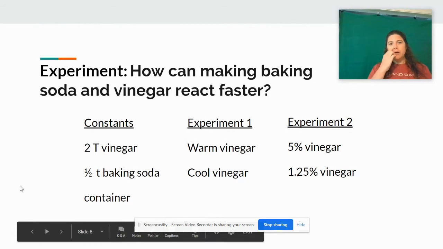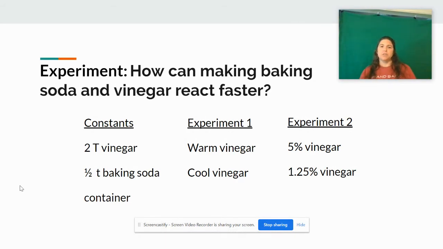Okay, so now if we do a similar experiment where we react the baking soda and vinegar, so just like the baking soda volcano, our constants again are going to be the amounts of our reactants, so 2 teaspoons of vinegar and half a teaspoon of baking soda, and then the same container. For the first experiment, we're going to look at the same thing over again. We're going to look at the warm vinegar versus the cool vinegar.